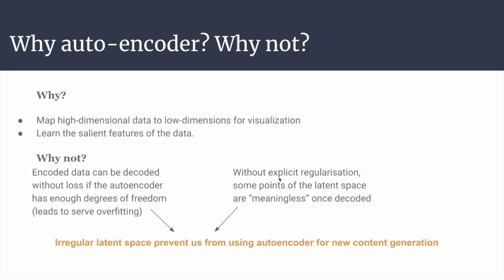Which means that without explicit regularization, some points of the latent space are meaningless. And also, if our autoencoder model has enough degrees of freedom, we could probably have a zero loss, which will lead to a severe overfitting problem. So in summary, an irregular latent space prevents us from using autoencoders for new content generation.